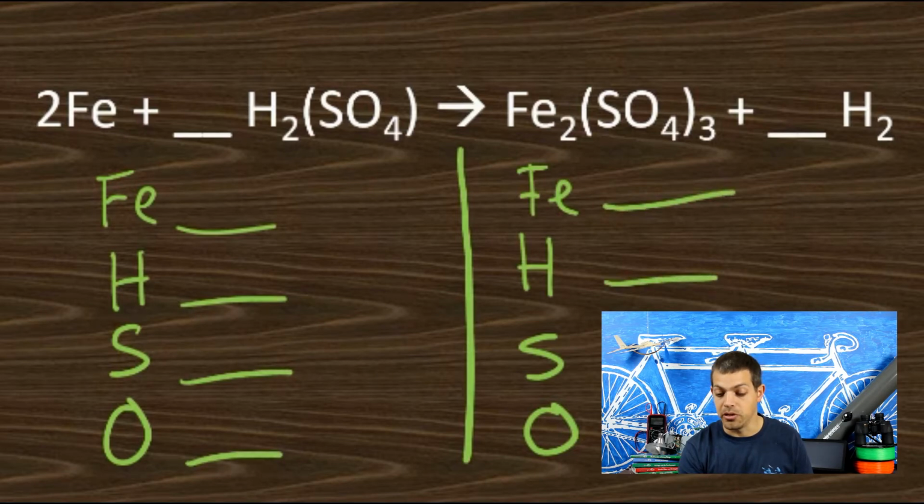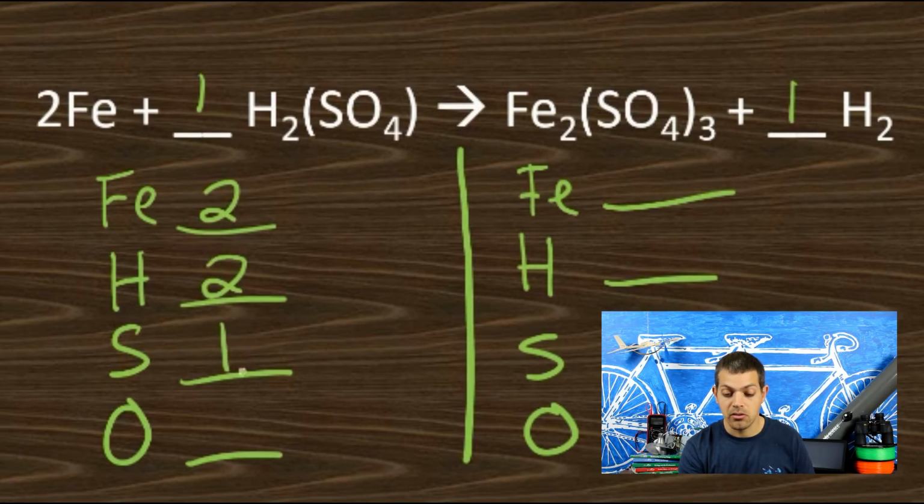Now hopefully, if you are doing this on a worksheet or on a test, you have the room and space to do it. If not, I'd definitely get some scrap paper, some work paper, to make sure we're able to do that. So again, we're going to put ones in as placeholders for the coefficients. We have 2 irons, 2 hydrogens, 1 sulfur, and 4 oxygens.